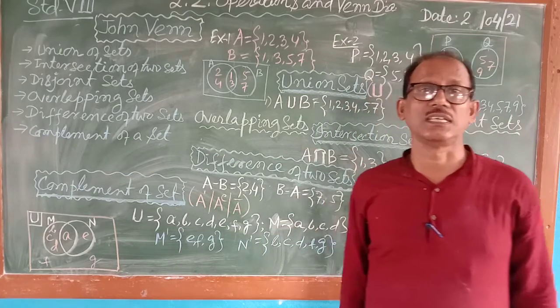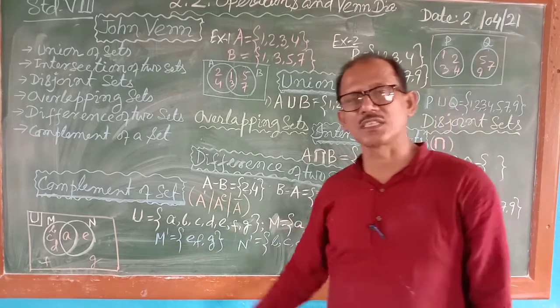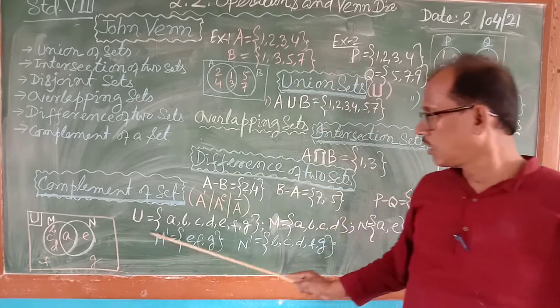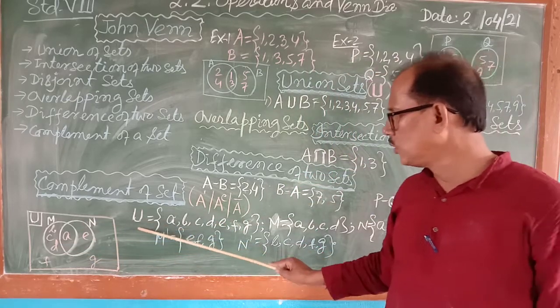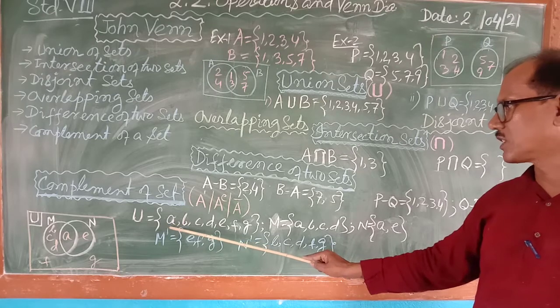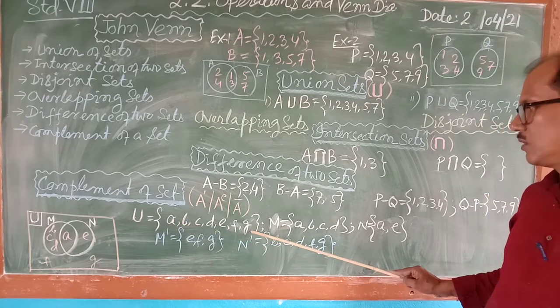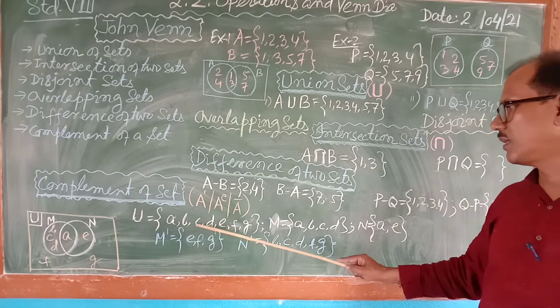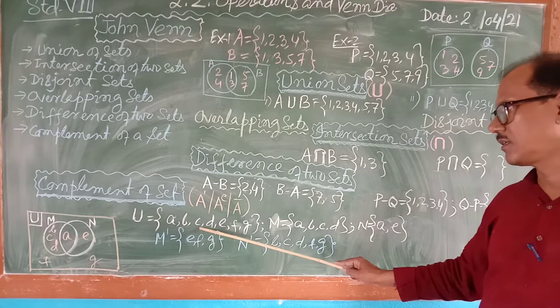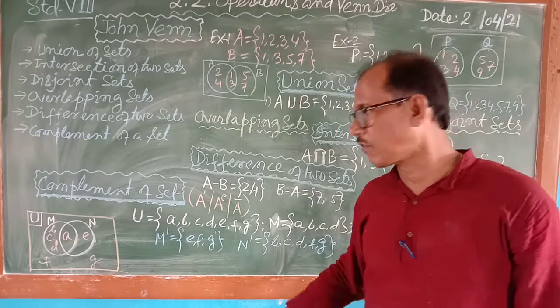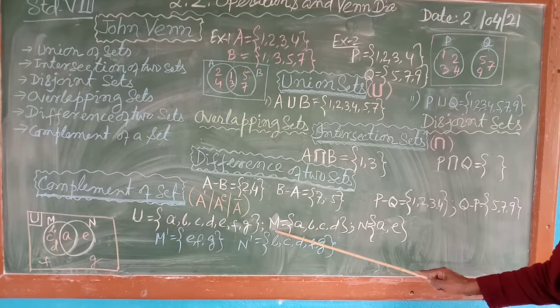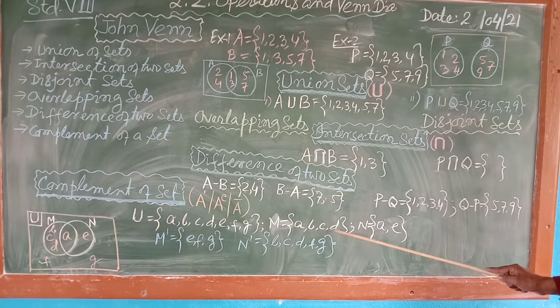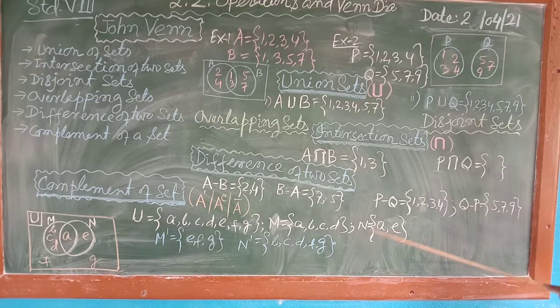What are the elements present in U, including all other subset elements also? So, see, I have taken an example where U is a set whose elements are A, B, C, D, E, F, G, the first 7 letters of the English alphabet. That is the universal set. From there, 2 sets are taken. Set M has the first 4 English letters A, B, C, D, and A and E are the elements of N, suppose.